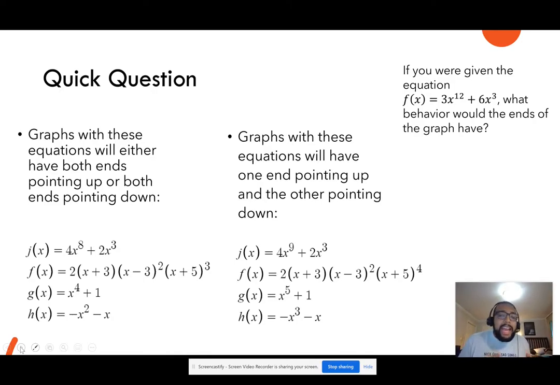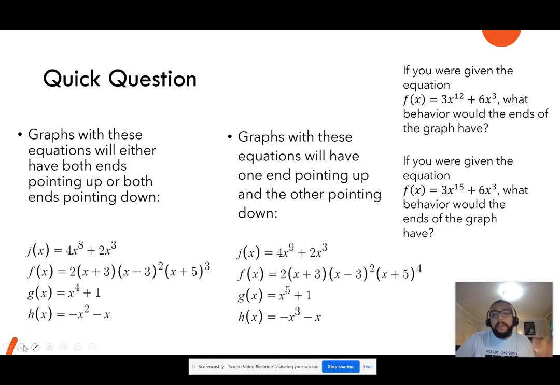So since I have an highest degree that's an even number, it must fall in this category, where with this graph both of the ends are either going to point up or down. In a bit we'll specify which way it is, but for right now I know that both of the ends are going in the same direction. I'll emphasize that: with even degrees, both of the ends will go in the same direction, as opposed to odd degrees.